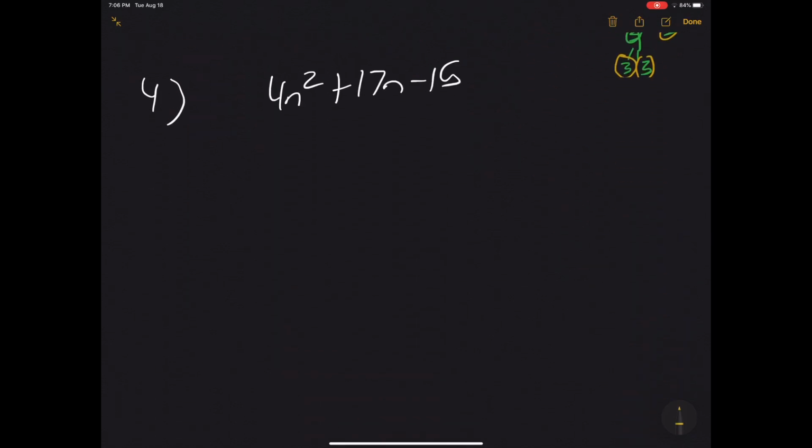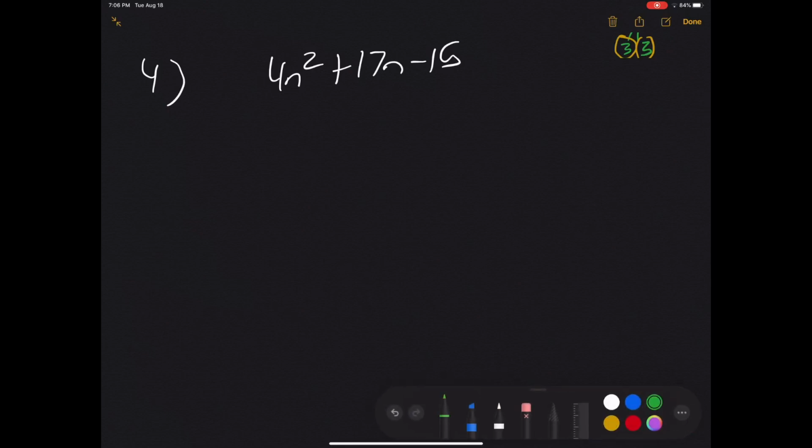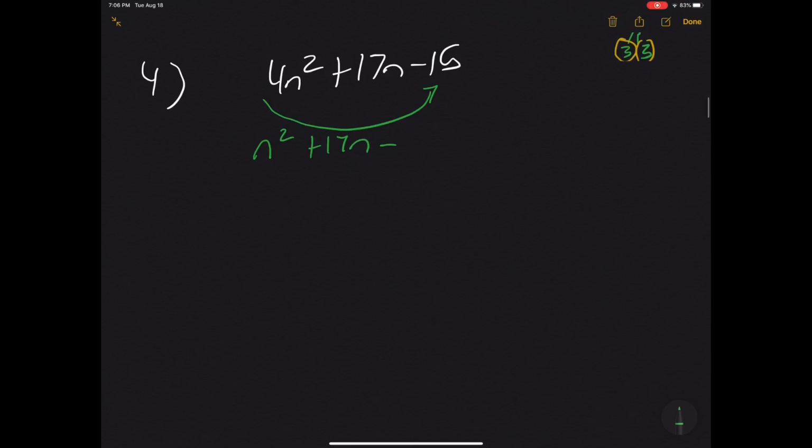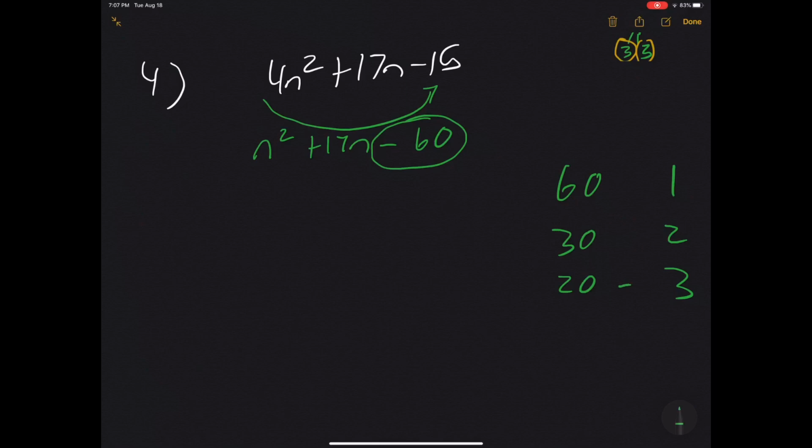Number 4 is another one that we're just going to factor. I'm going to do the same method. I'm going to multiply 4 from the front to the back. I'm going to slide the 4 over and get n squared plus 17n minus 4 times 15 is 40 plus 20, which is 60. And this time we need 2 factors of 60 that subtract to equal 17. So 60 minus 1 is not 17. 30 minus 2 is not 17. How about 3? 3 and 20. 20 minus 3 is 17.